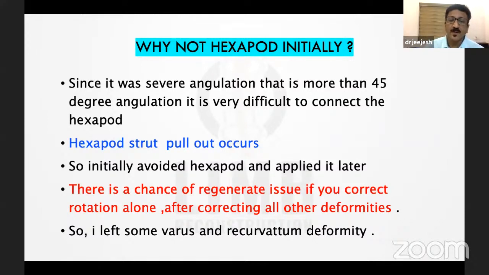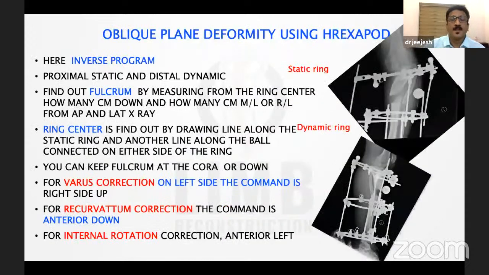If I do all the correction with the Ilizarov, and then do only the rotational correction with the X-support, there's a chance of regenerate issues you can expect. So I thought of leaving some residual deformities there plus the rotational deformity. So I partially corrected, then applied the X-support. The XSS system was what was available at that time. So this was the planning. This has an inverse program. As you already know, the X-support has 2 programs, a standard program and an inverse program.